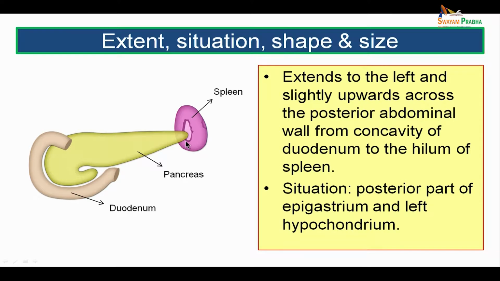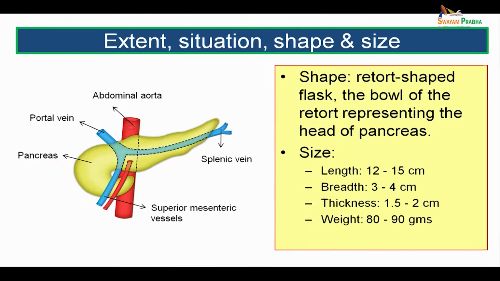Situation. It lies in the posterior part of the epigastrium and the left hypochondriac regions of the abdomen. Shape. The shape of the pancreas is retort shaped. It looks like a retort shaped flask, the bowl of the retort representing the head of the pancreas.